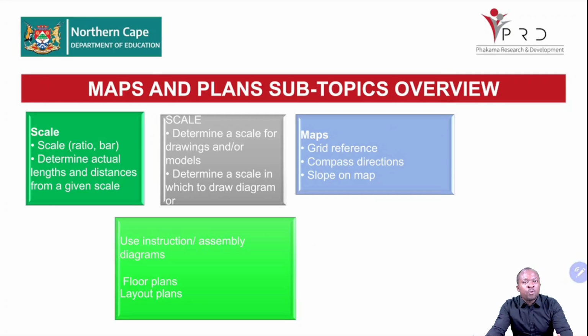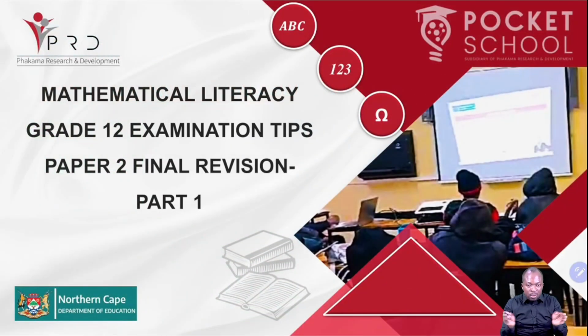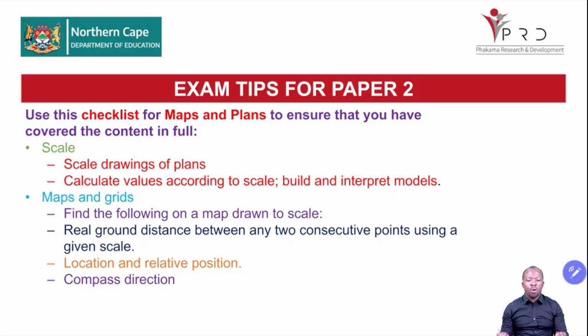Then when you come to maps and plans, we talk of the ratio as in bar scale, number scale, how to determine the scale, questions on maps and plans, and then using floor plans and layout plans. That is how the questions were generated. So in this video, our focus is on maps and plans. Let's check. Here, we are looking at this to help you find out the checklist to ensure that you understand every point. So when you talk of maps and plans, you should be able to answer questions on scales, maps and plans, location, compass, direction, then you know you're fine.